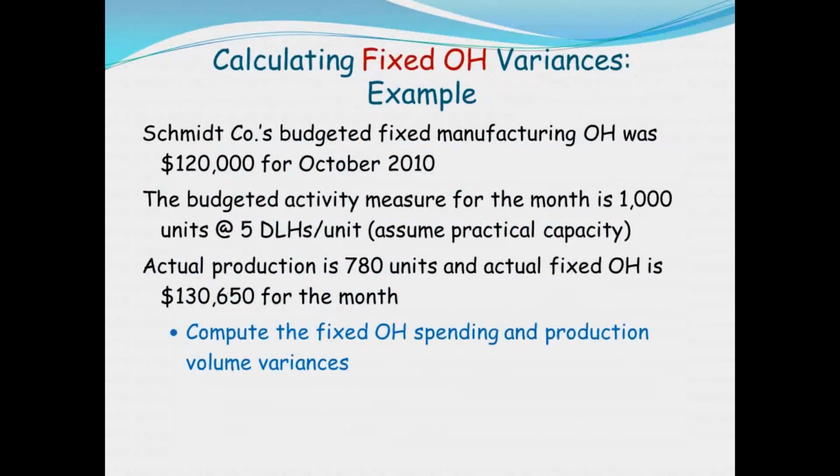Okay, let's go back to our favorite Schmidt Company example. 120,000 to 150,000. 120,000 is the budget. Now, at the beginning of the year, we budgeted, just to confuse us, 1,000 units, remember? Not the 780. At the beginning of the year, you budgeted 1,000 units, and you said it was going to take 5 direct labor hours per unit, assuming practical capacity. You know that the actual production was 780 units, and we also know that fixed overhead was over budget, 130,650. So let's now compute the fixed overhead spending and volume variances.